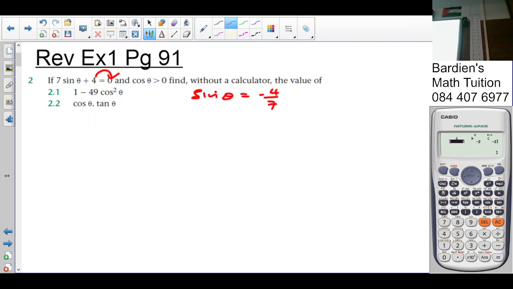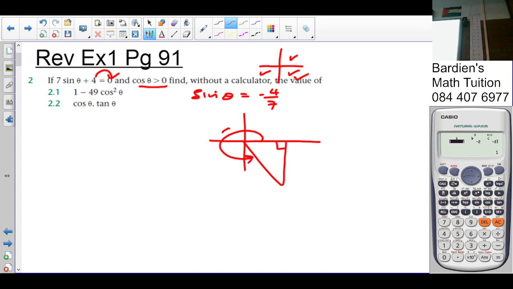So what does that tell us? This tells us that sine is negative. In which quadrants is sine negative? 3rd and 4th. Then we are told that cos is greater than 0. What does greater than 0 mean? Positive. Where is cos positive? 1st and 4th. So in which quadrant am I going to draw this? Into the 4th quadrant. Why? Because I satisfy the fact that sine is negative and cos is positive. Okay. That's my reference angle here, so that's going to be your theta angle.